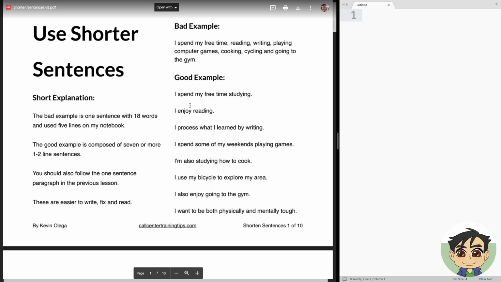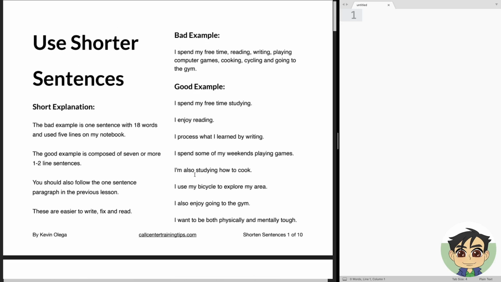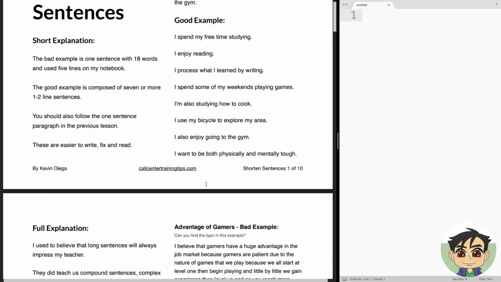I spend my free time studying. I enjoy reading. I process what I learned by writing. I spend some of my weekends playing games. I'm also studying how to cook. I use my bicycle to explore my area. I also enjoy going to the gym. I want to be both physically and mentally tough. As much as possible, one idea gets one sentence. So let's proceed.